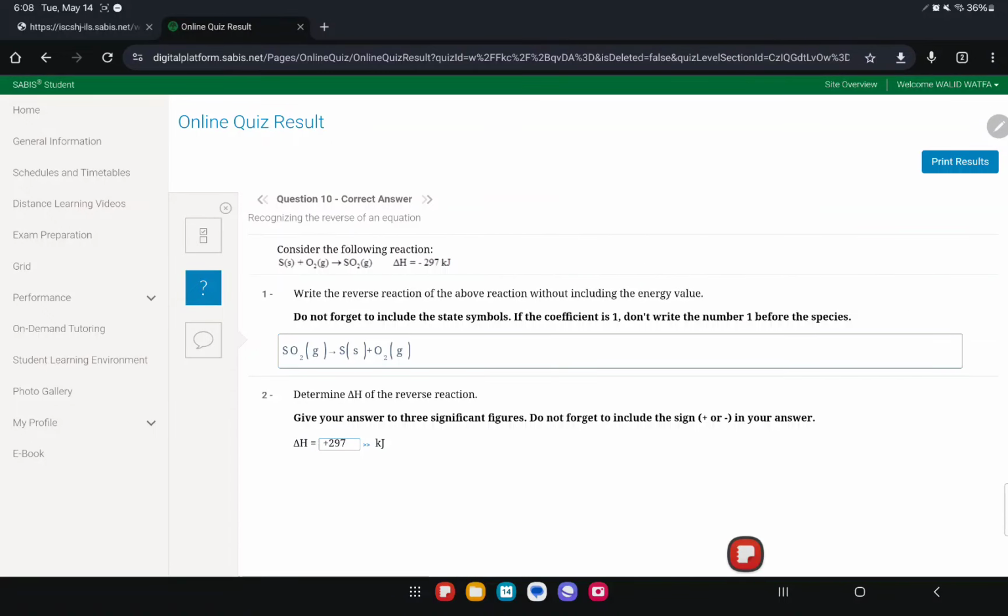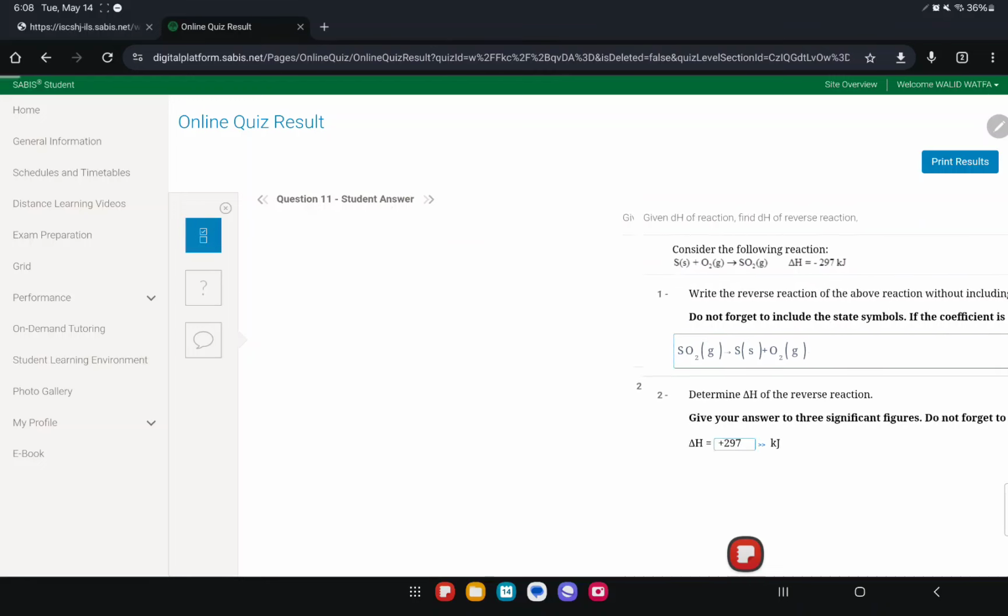Okay, question 10. Write the reverse reaction. Very easy. Just swap it. SO2 goes to the front to produce S plus O2. Okay, and don't forget the state symbols. And then what happens to the delta H? If it was negative, it becomes positive, since you're flipping it, it's reversed.